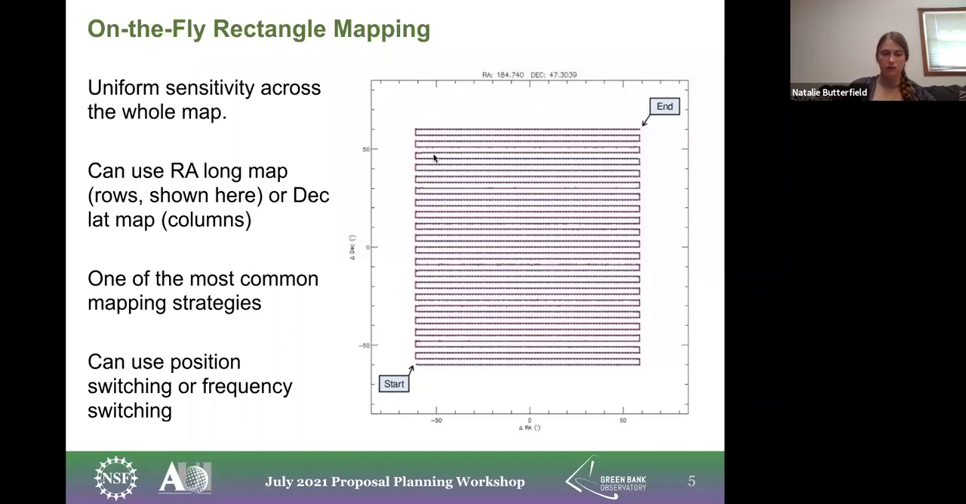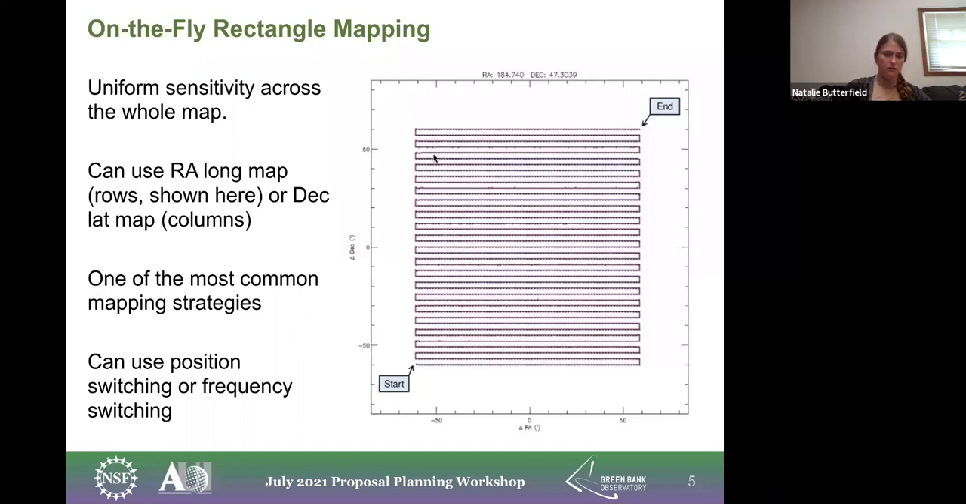I tend to use this a lot for a lot of my observations for extended sources, mainly just because I do like having uniform sensitivity across the whole map. And since I'm not quite sure where some of my sources might be located, detecting some of these dense cores in some of the clouds, I tend to go with rectangular mapping, but it can vary depending on the type of science that you're doing.